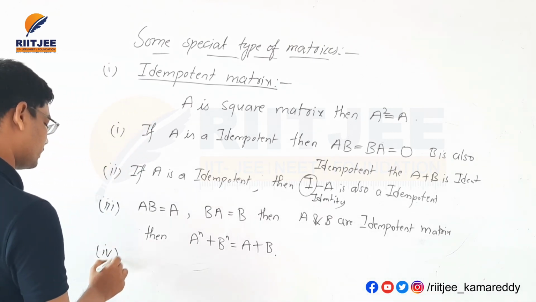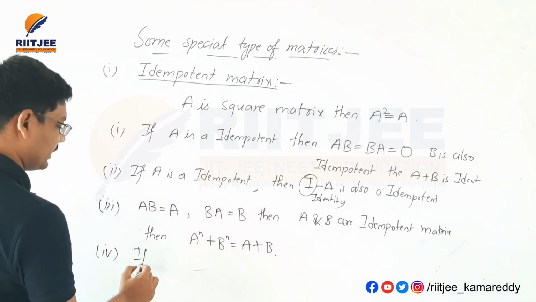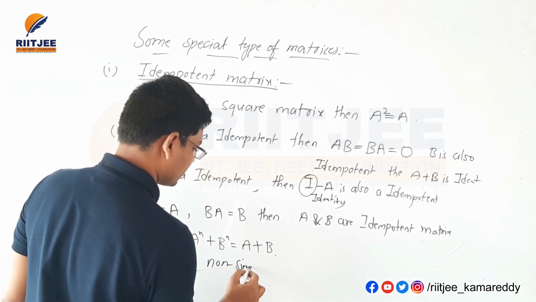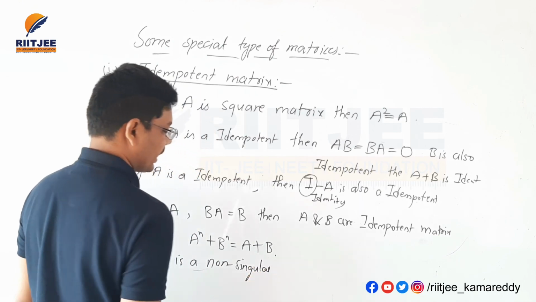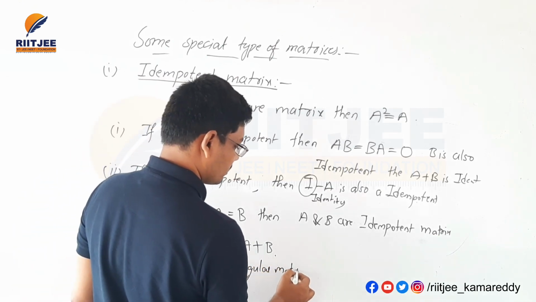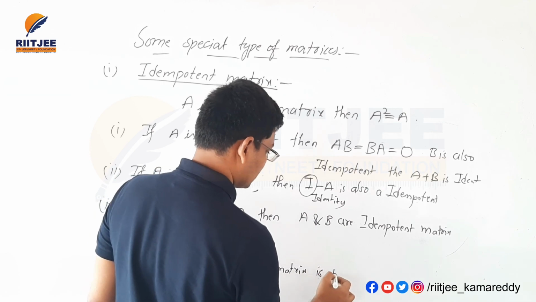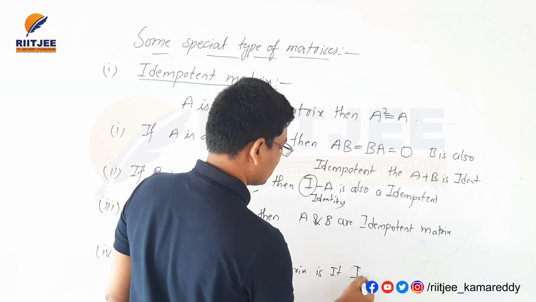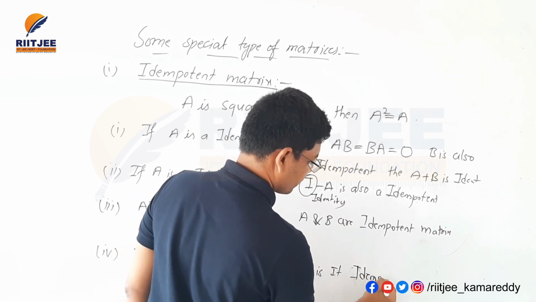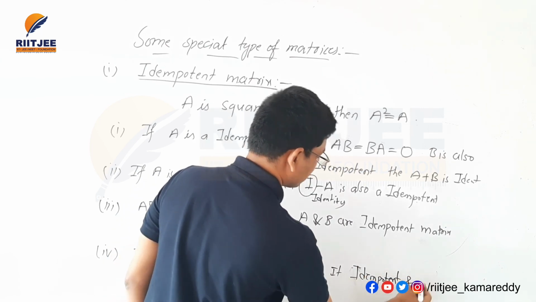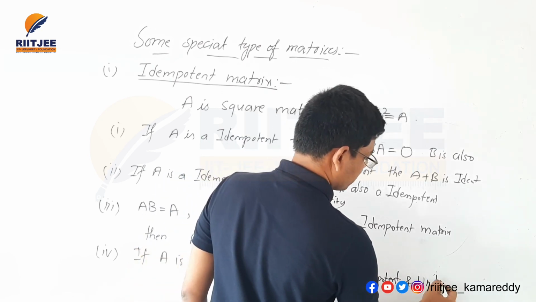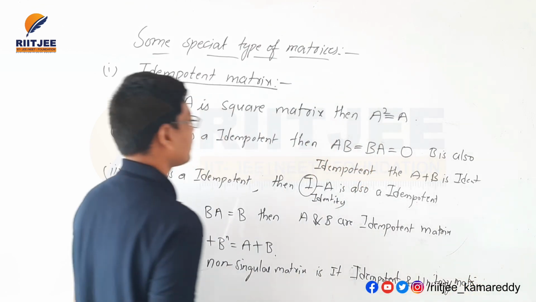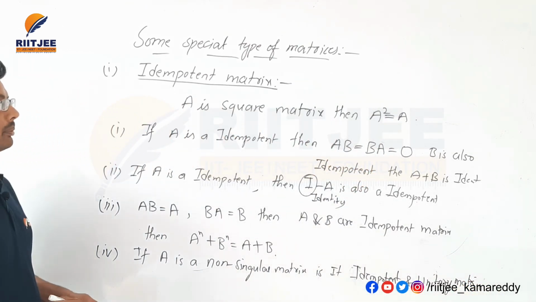Next, if A is a non-singular matrix, then it is idempotent and unitary matrix. This is all about idempotent matrix properties.